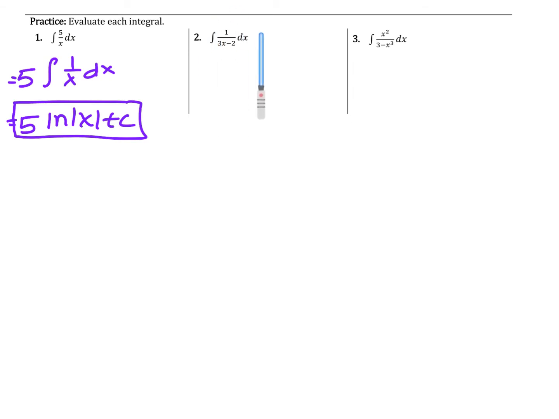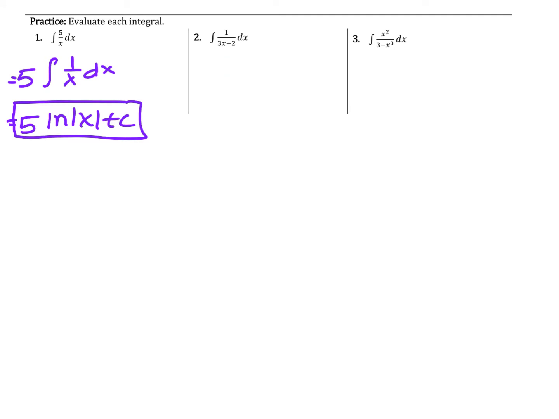When I look at number 2, I'm asking myself the same question. In the current state that it's in, can I evaluate this? Well, this is not just 1 over x. It's 1 over a function that involves x. So I can't just jump immediately to natural log. There's nothing I can divide. There's no way I can simplify this. So that leads me to think maybe I need to use u substitution.